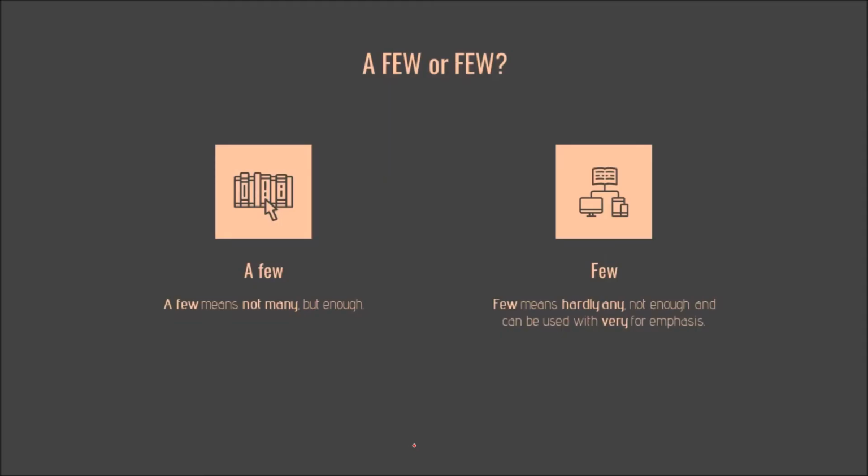When it comes to the quantifier few or a few, there is a slight difference in usage. For example, a few means not many, but enough. There are a few apples in the fridge. I can make an apple pie. On the other hand, few without the article a means hardly any, which is not enough, and can be used with the word very for emphasis. Few people go to work by bike, or very few people.